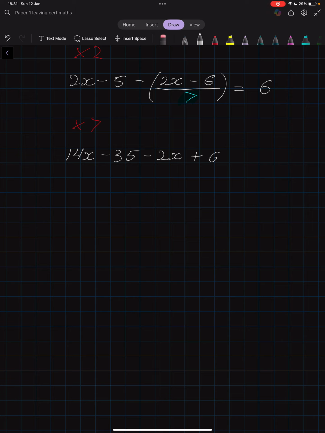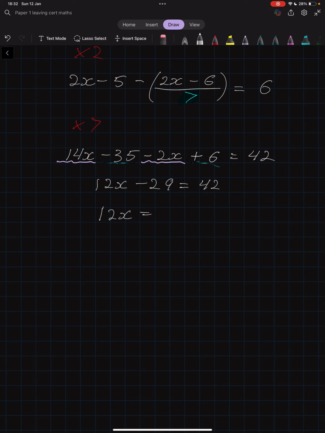So now, here I have an x, here I have an x, here I have a constant, and here I have a constant. So I'm just going to add those terms together. 14x minus 2x is 12x. Minus 35 plus 6 is minus 29. And that equals 42. So then I get 12x is equal to 42 plus 29. That's going to be 71.